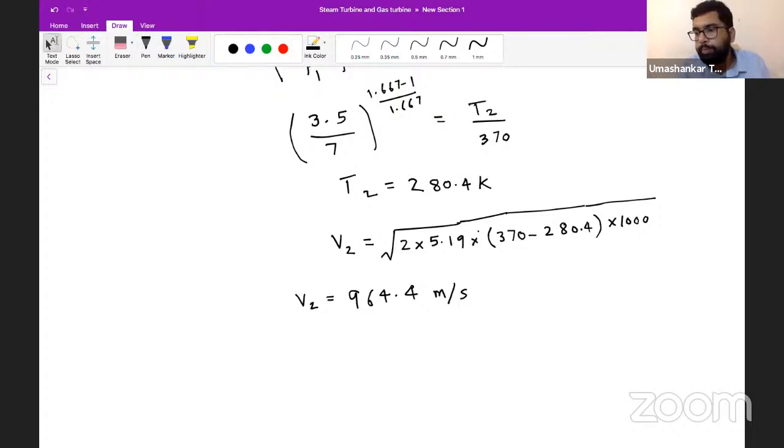Got my point or not? Yes or no? So this is coming out to be 964.4 meter per second.